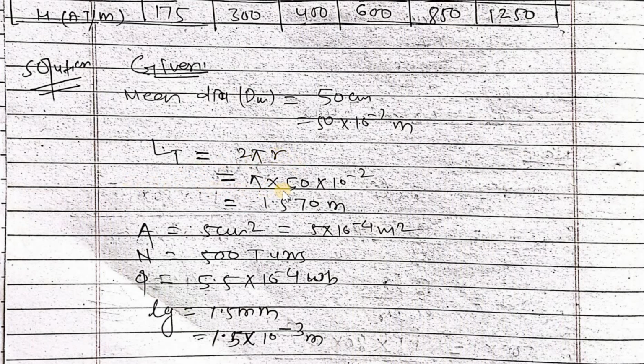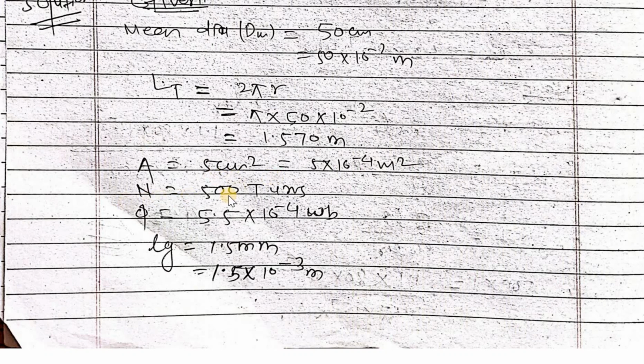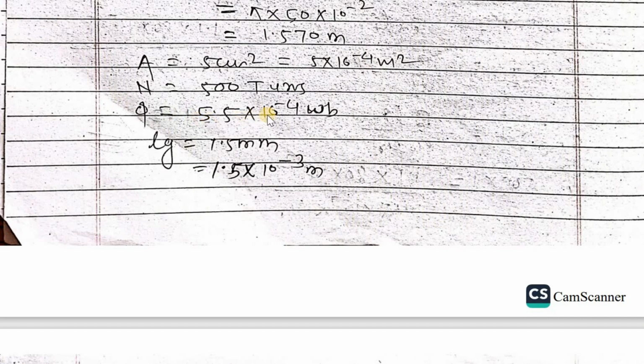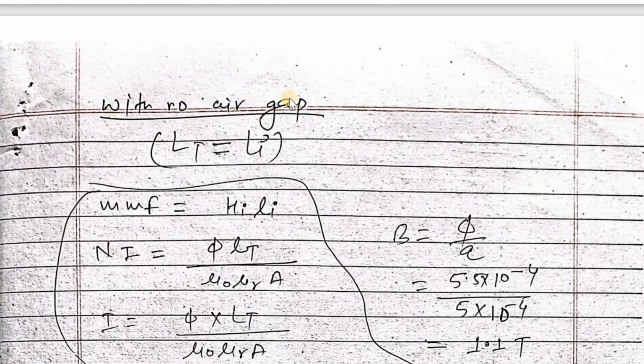Mean diameter 50 centimeter, so circumference equal to 2 pi r, we can write pi d. So the value of d is 50 into 10 to the power minus 2. Area 5 centimeter square, turns 500, and flux 5.5, LG 1.5 mm. With no air gap, LT equal to Li.